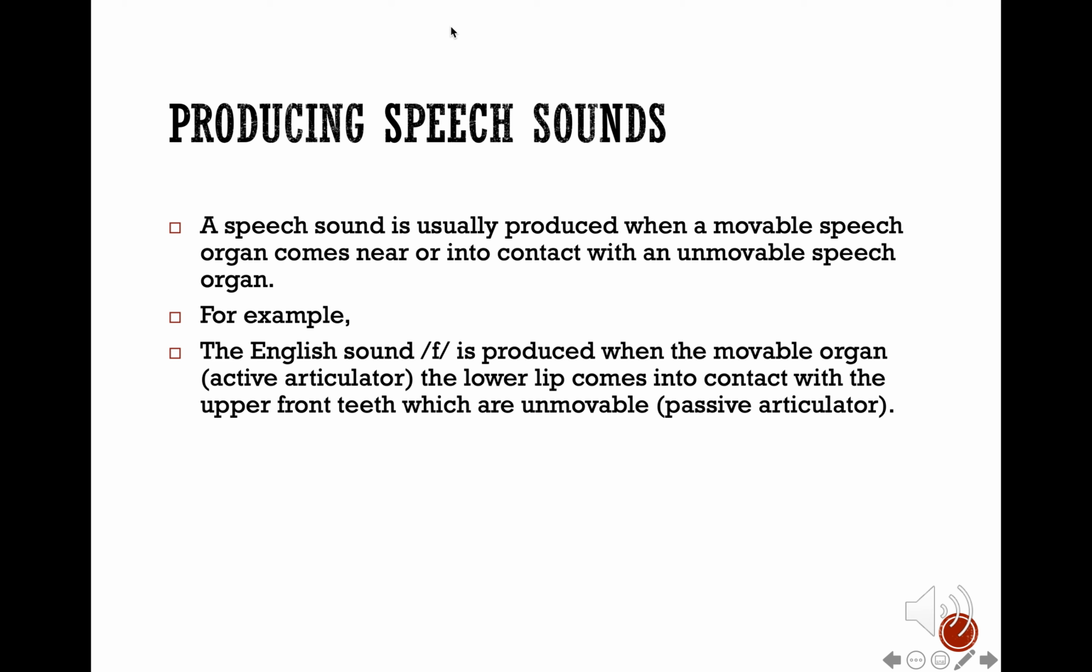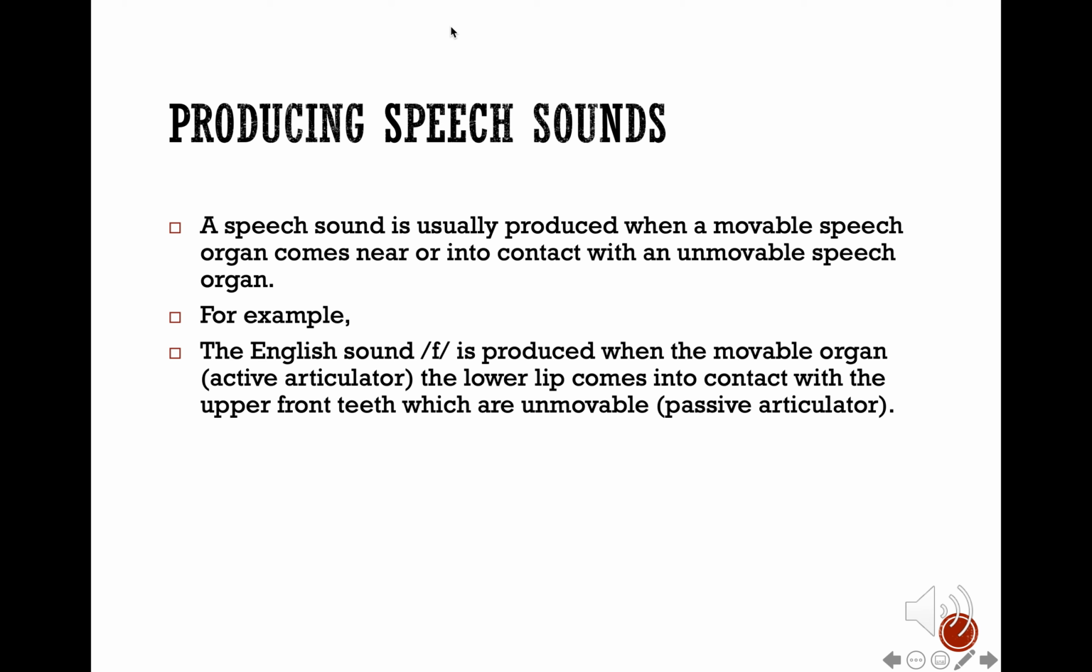Producing speech sounds. How is a speech sound usually produced? A speech sound is usually produced when a movable speech organ comes near or into contact with an unmovable speech organ. So, it's very important to have at least one movable organ with an unmovable organ.